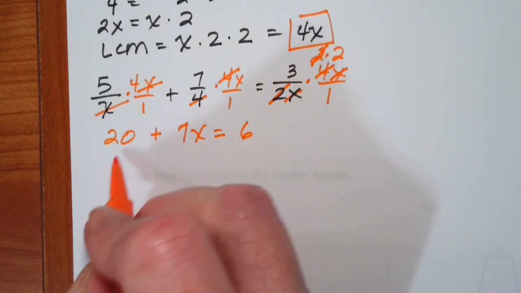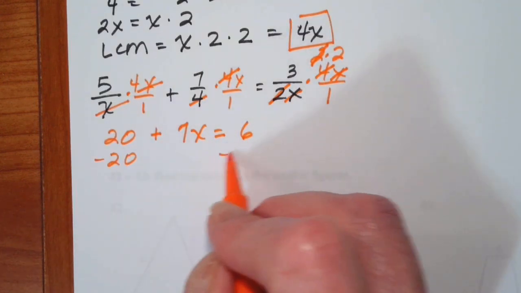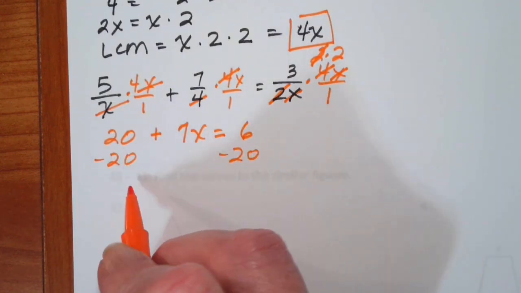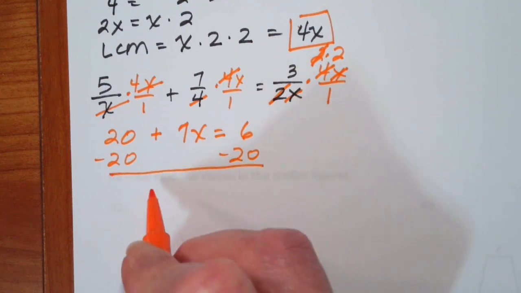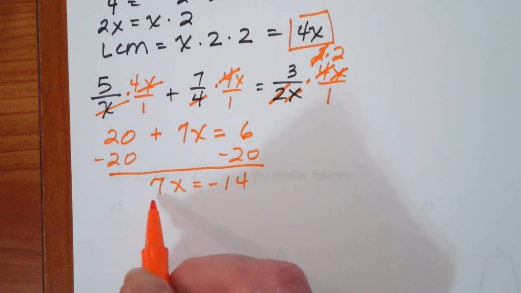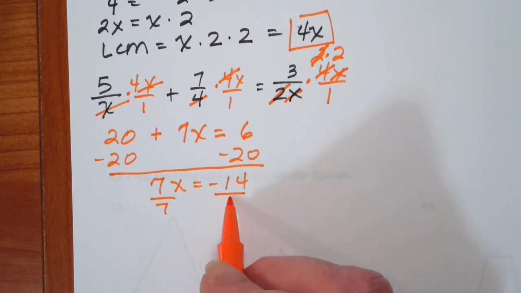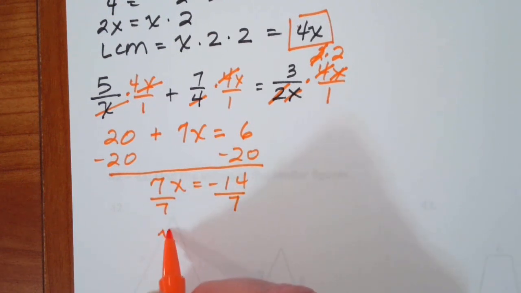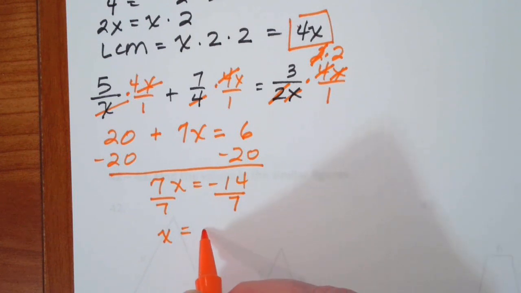And now I solve this. So I'm going to subtract 20 from both sides. That gives me 7x is equal to negative 14. When I divide by 7, I get that x is equal to negative 2.